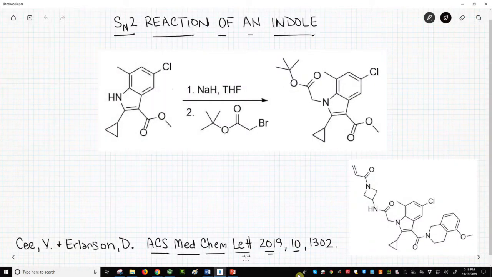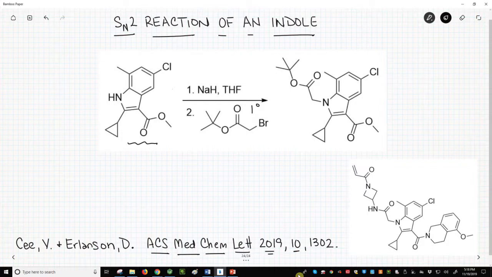On the screen is our reaction. It is an SN2 reaction, but it involves two steps. First, our starting material needs to be deprotonated to form our nucleophile. Second, we treat our new nucleophile with a primary halide. All right, let's look at step one.